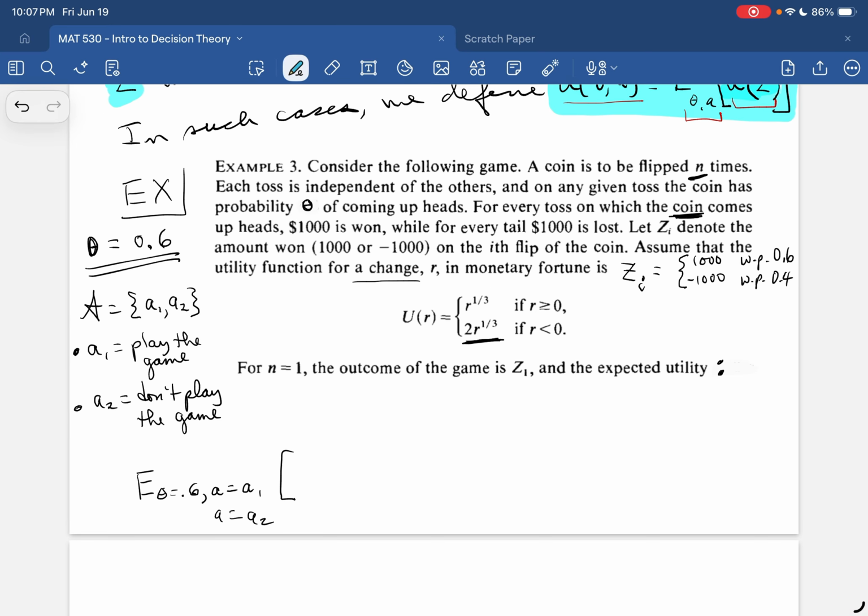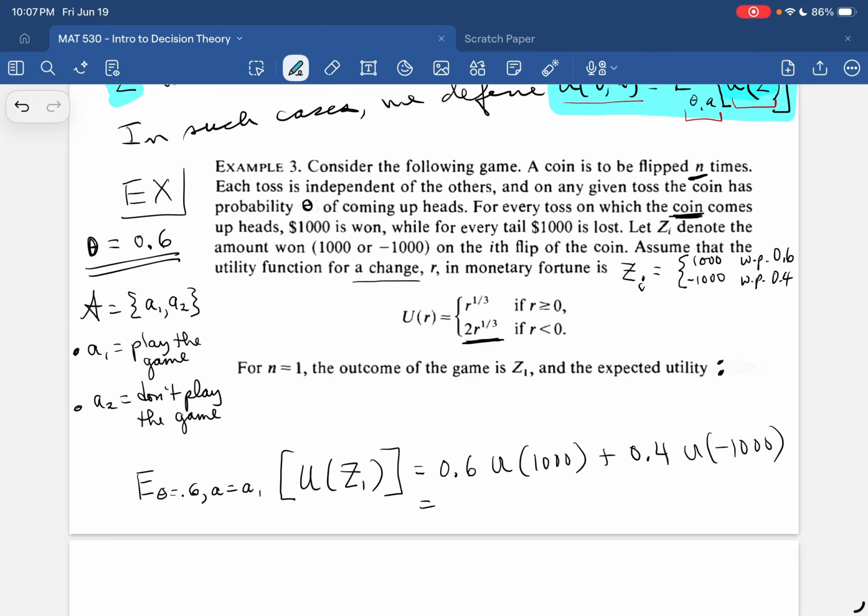The expected utility of our random variable Z1, which again, remember that denotes the amount won or lost on the first and only flip of this coin, given our state of nature that theta is 0.6 and that our action is A1, is 0.6 times u of 1,000 plus 0.4 times u of negative 1,000.